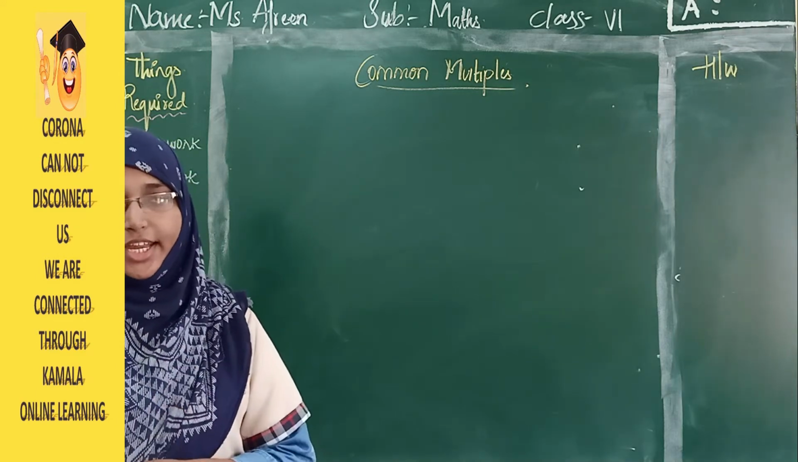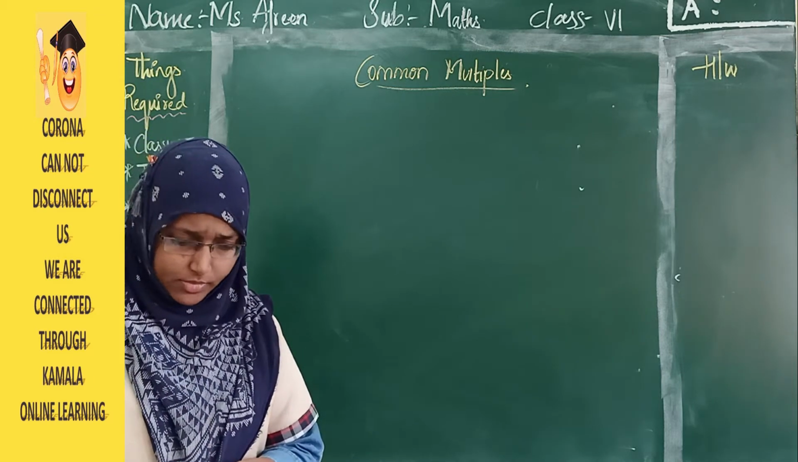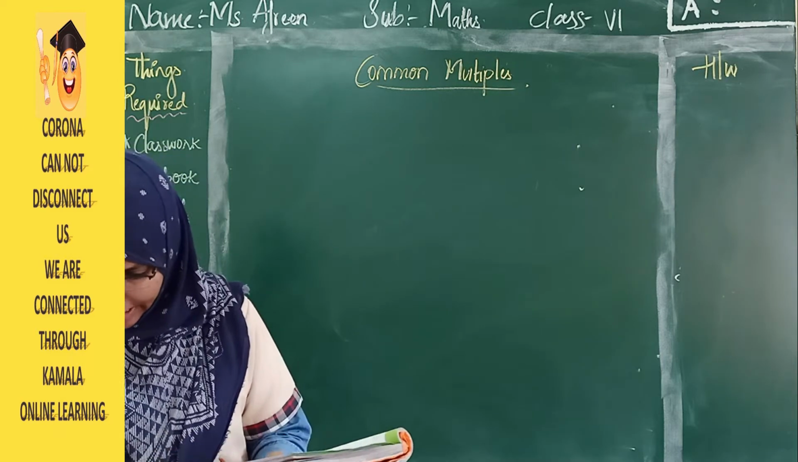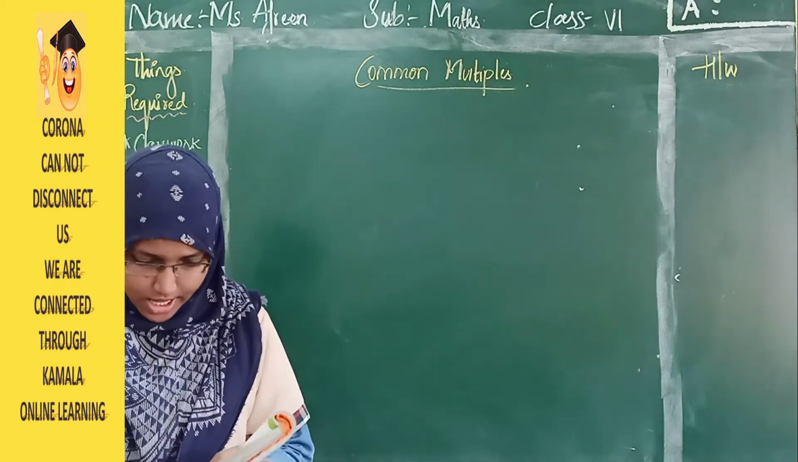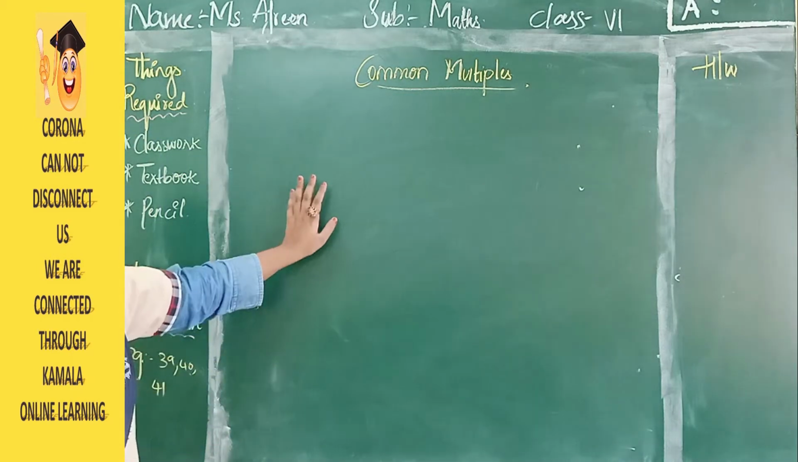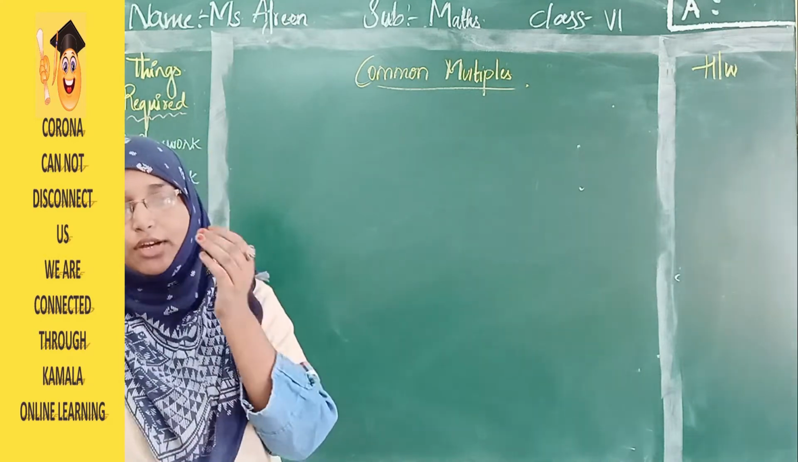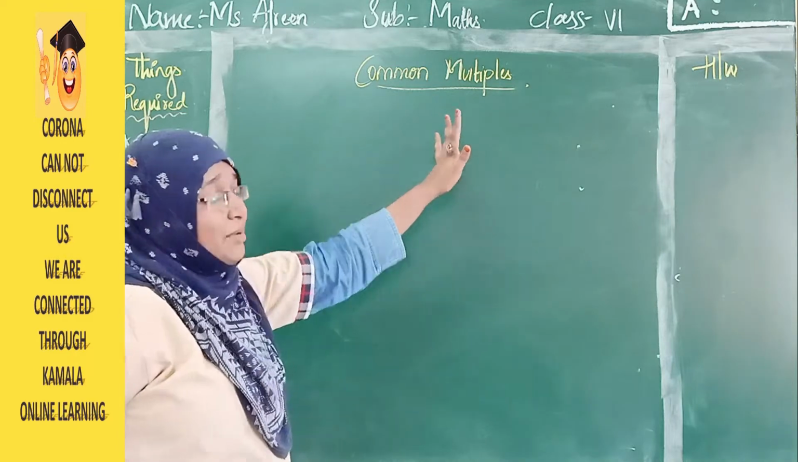Before going ahead, I request everyone to please open your term book, class book and pencil. First open your term book, page number 39. See what this is. Same like common factors, where firstly we found factors, then we wrote what is common among them. Same here, instead of factors, we are writing multiples.